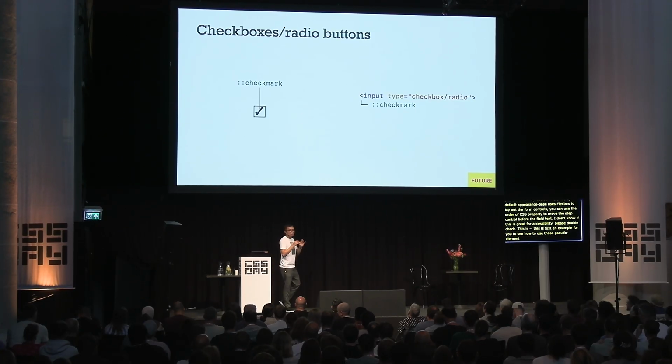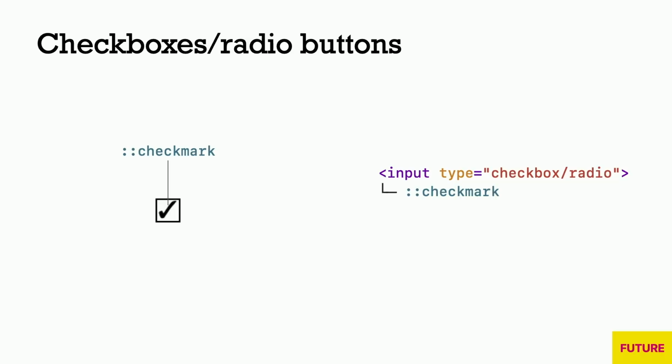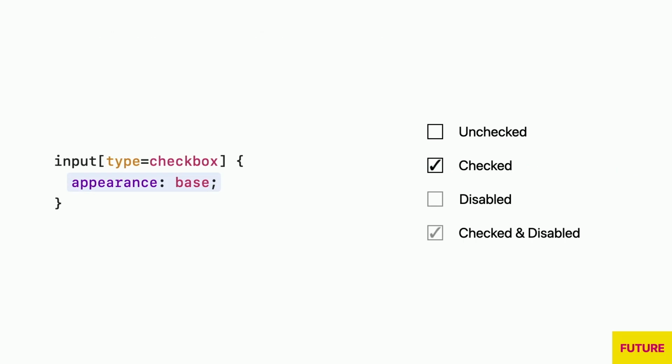Next, I want to come back to checkboxes with a preview of how you would use them in the future. You would get a checkmark pseudo element, and by default, the checkmark pseudo element has a Unicode character as content, and input type radio can also use this pseudo element. So let's go through a basic example. First of all, you would apply appearance base to get the new default styles and the new pseudo elements.